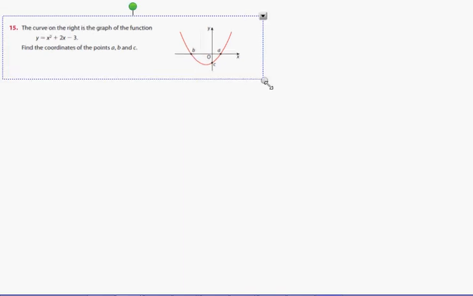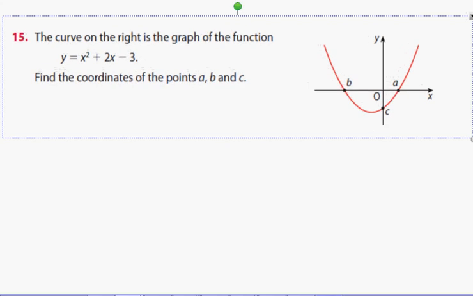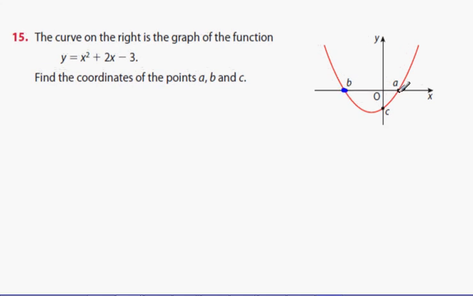Okay guys, number 15. This one here. Now, find the coordinates of A and B. What can you tell us about the output of A and B? What I mean by the output is the y value. What is the y value of A and B? 0. How did you know it was 0? Because it's on the x-axis. y is always 0 on the x-axis. This means the output is 0.